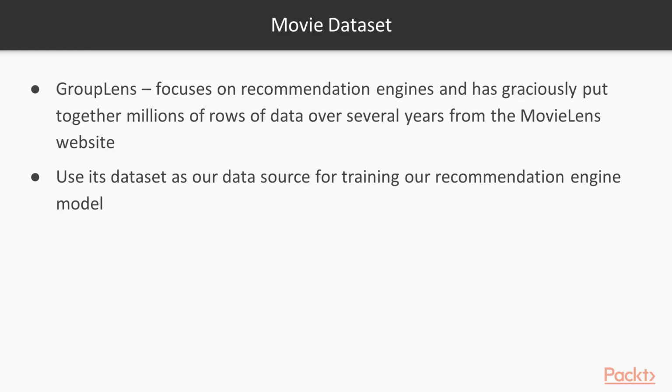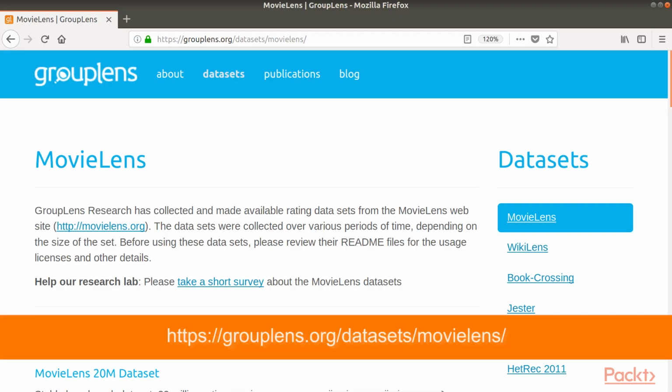There is a great research lab center that began in 1992 in Minneapolis, Minnesota called GroupLens, which focuses on recommendation engines and has graciously put together millions of rows of data over several years from the MovieLens website. We will use its dataset as our data source for training our recommendation engine model. The MovieLens dataset is housed and maintained by the GroupLens website.